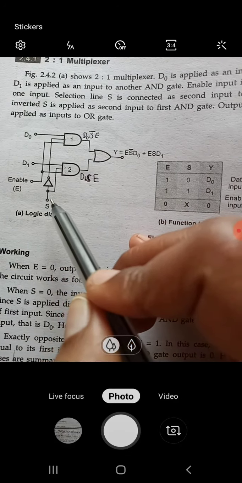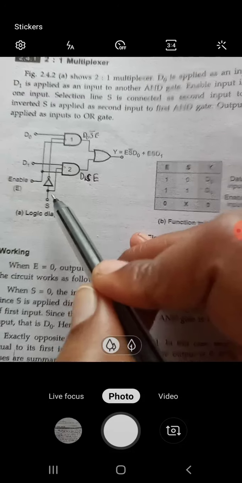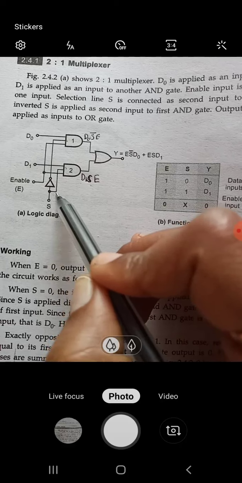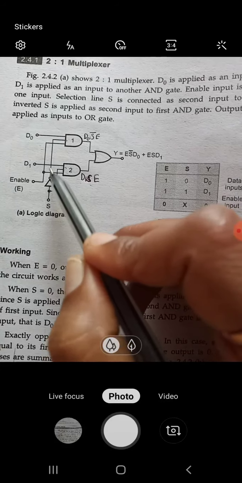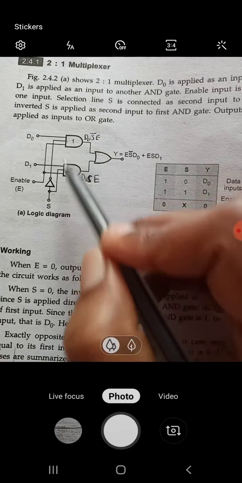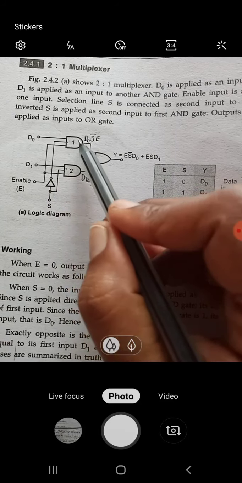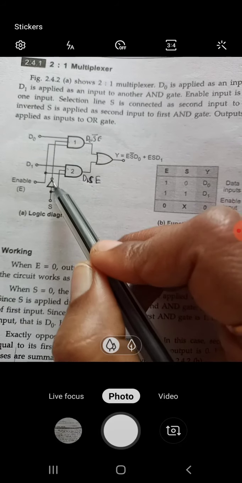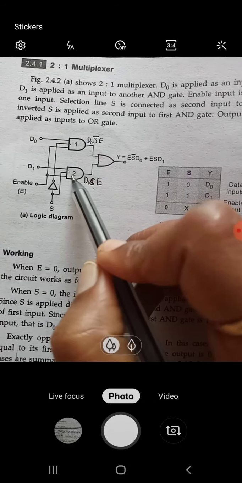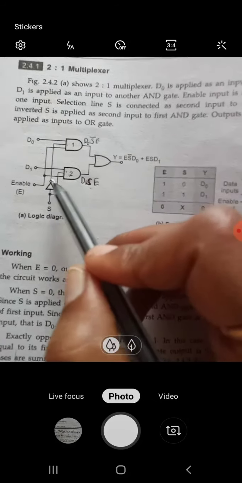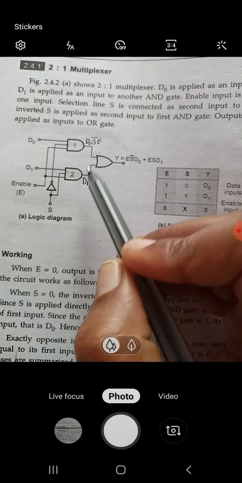To this select line I have put a NOT gate. If I apply logic 1 here, this 1 is applied to the gate for d1, whereas logic 0 is applied to the gate for d0. The output of the NOT gate is provided to the first gate, whereas the input to the NOT gate is given to the second gate. Therefore at a time you can check the data of either this or this.